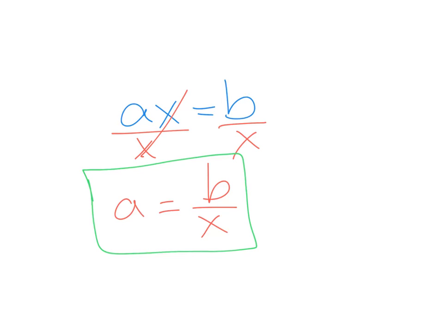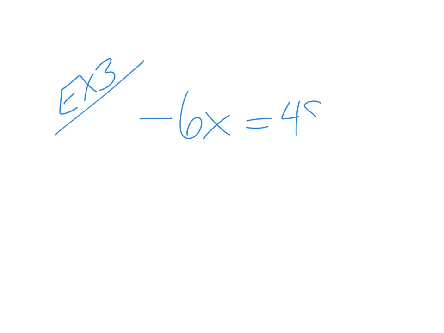You're just moving it around to get the A by itself. So let's do a couple examples. This is example 3 in your book. We're going to solve negative 6x equals 48.